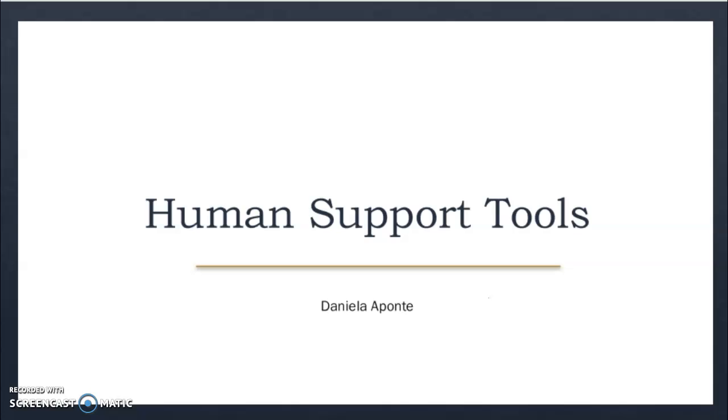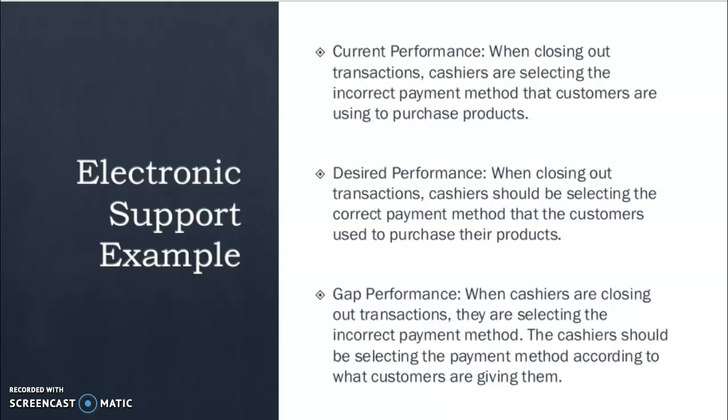To start off, I will be talking about a time when an electronic support tool was used at a grocery store. The current performance: when closing out transactions, cashiers are selecting the incorrect payment method that customers are using to purchase products. For example, if a customer would like to purchase a tomato and they are giving the cashier a credit card, the cashier is entering the payment method as cash instead of the actual credit card.